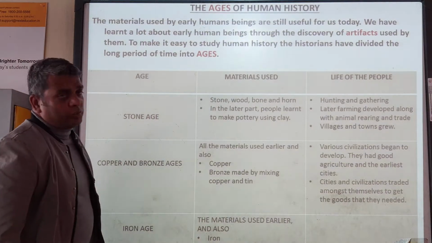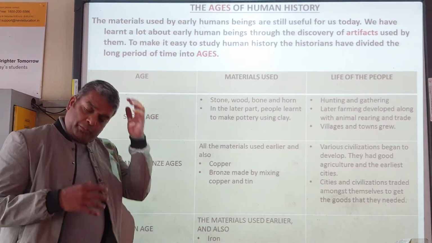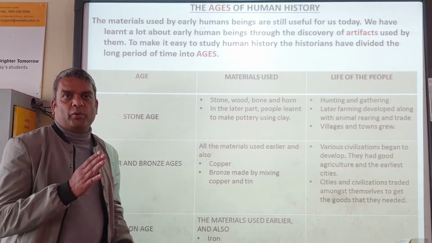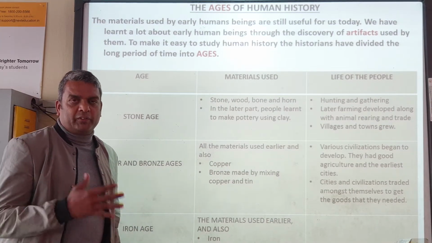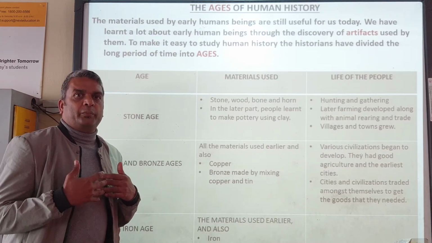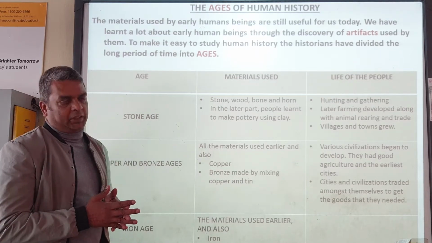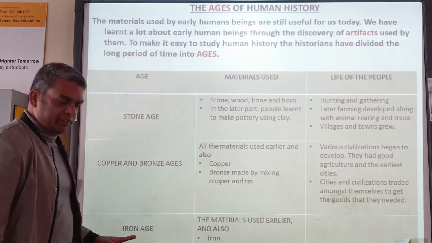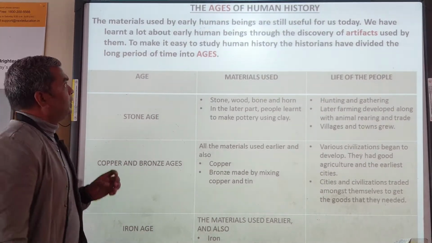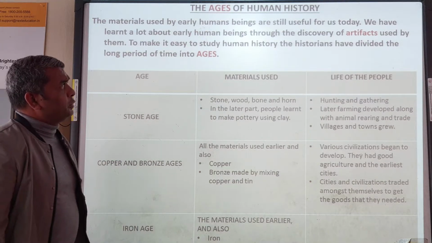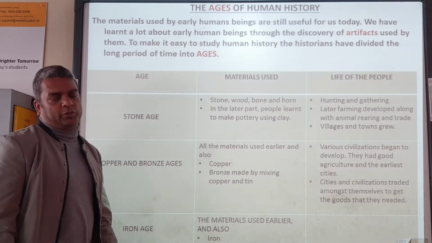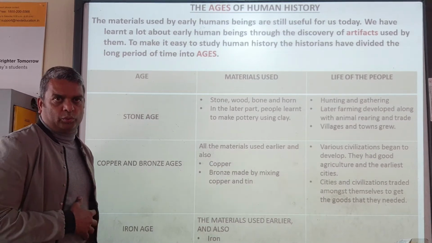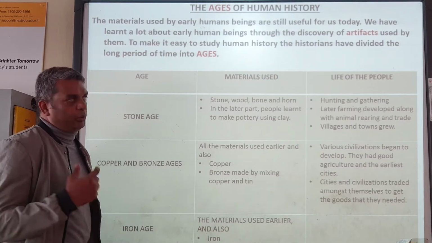Now, the ages of human history. Remember, historians have divided history into ages. Why have they divided? So that we can understand it better. You have learned Stone Age, then Copper Age, and now at present we are going to learn about Iron Age. The materials used by early human beings are still useful for us today. Whatever they used in the beginning, we are still using: stone, iron, copper, bronze.